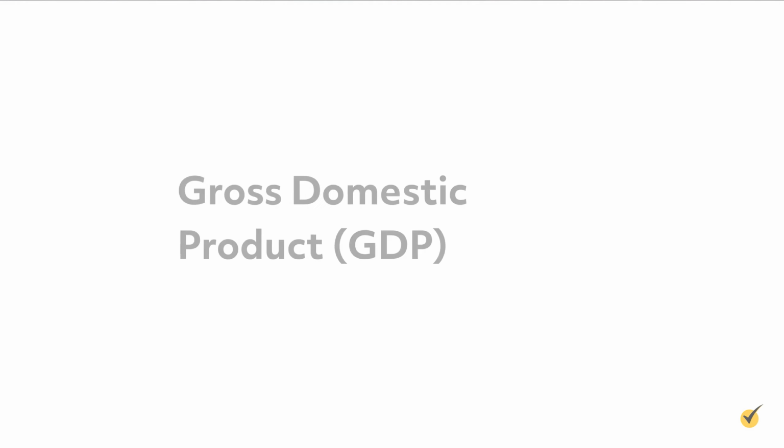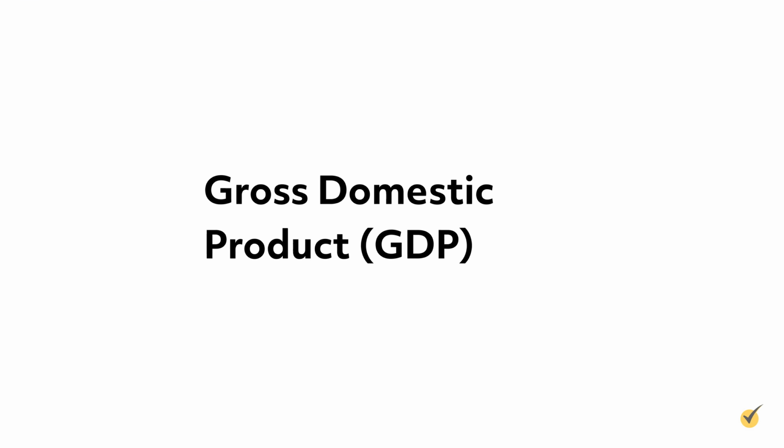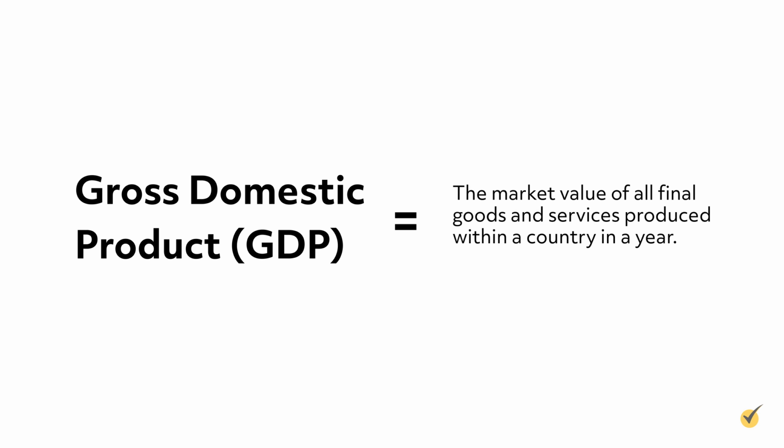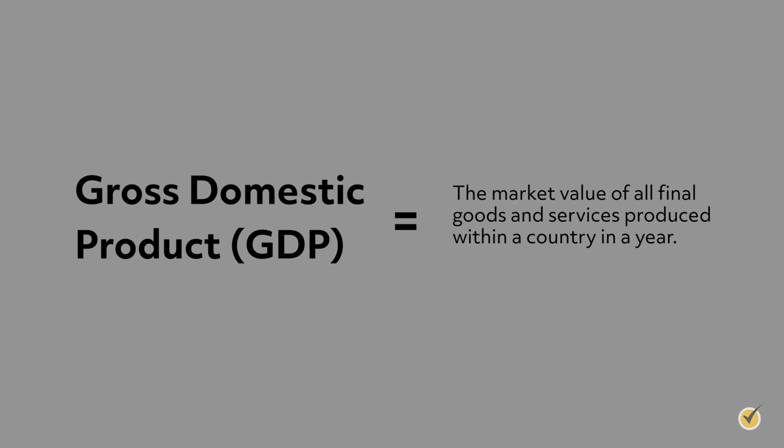One of the primary economic indicators is gross domestic product, or GDP for short. GDP is typically defined as the market value of all final goods and services produced within a country in a year.